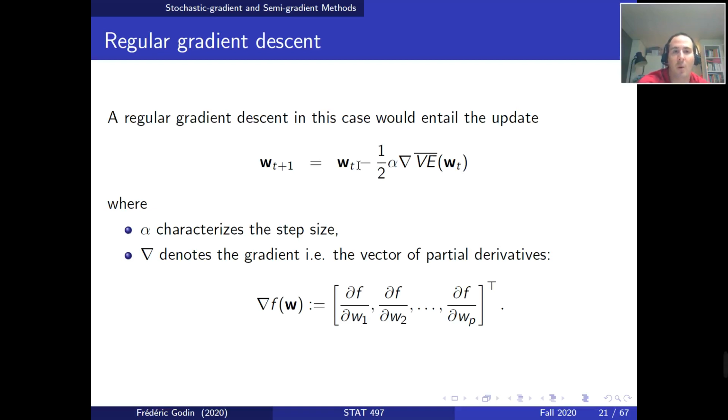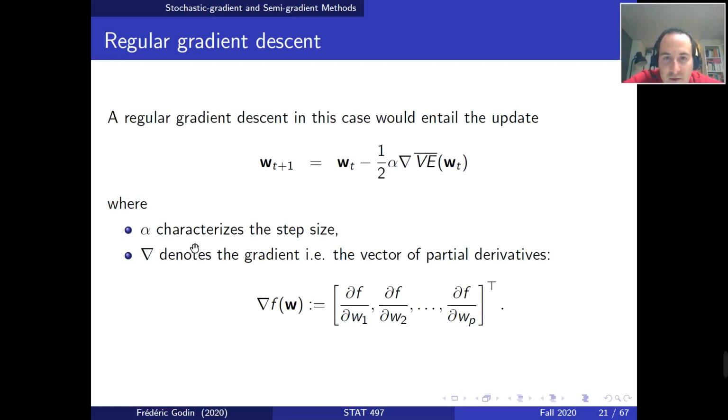Now, why minus 1/2? The minus is because we're trying to minimize. If we tried to maximize, it would be a plus sign, but since we're trying to minimize, we go in the opposite direction of the gradient of the objective function. And the 1/2 is a constant that can be absorbed in the alpha, so it doesn't matter whether we put it or not. But when we differentiate squares, the power 2 will go in front and cancel out with this 1/2. So just for convenience, we put a 1/2 here. It doesn't change anything, because in practice alpha can be any constant, and 1/2 times any constant is still any constant.